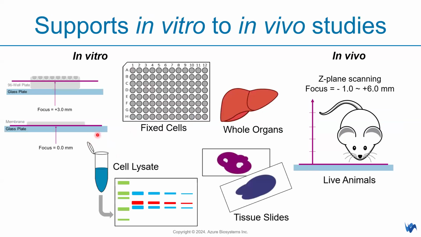Supporting a wide range of focus plane from -1 up to +6 mm deep into the sample. This is a focus plane or Z plane that you can set when you scan your samples. So with this setting, we can scan a huge variety of applications or samples, covering membrane, plates, glass slide, gel, whole organs, small animals, leaves, and so on.